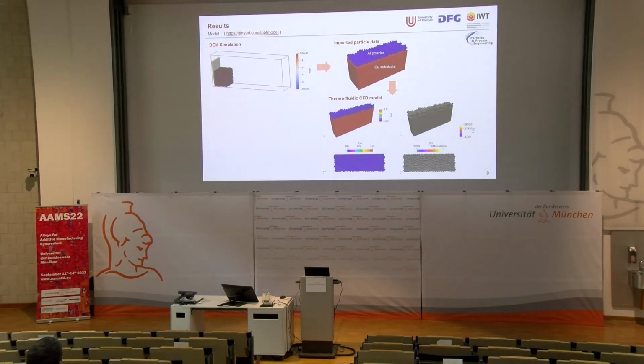On the right hand side, there are two views shown. Basically, it's a single track simulation. The laser will move from left to right. Here you will see how the different metals are mixing. We'll see the concentration maps on one side, and on the other side, you will see how the temperatures are evolving when the laser moves from point A to point B.